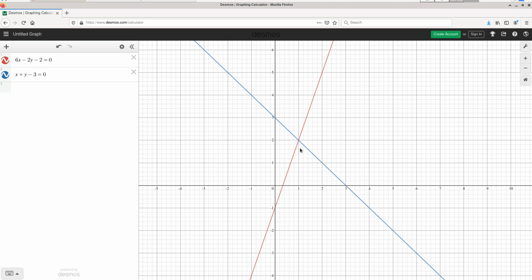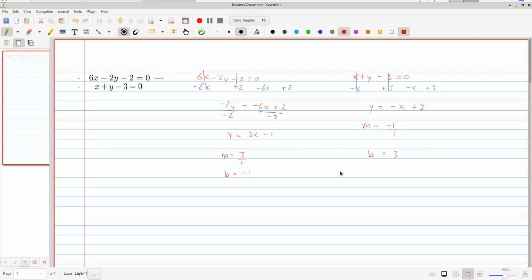Now we want to see where these two intersect. And from our graph it looks like at 1 over and 2 up, so at 1 comma 2 is the point of intersection. So our solution to this system is 1, 2. Now because our graph may be inaccurate, we might have made mistakes, let's go through and check this.